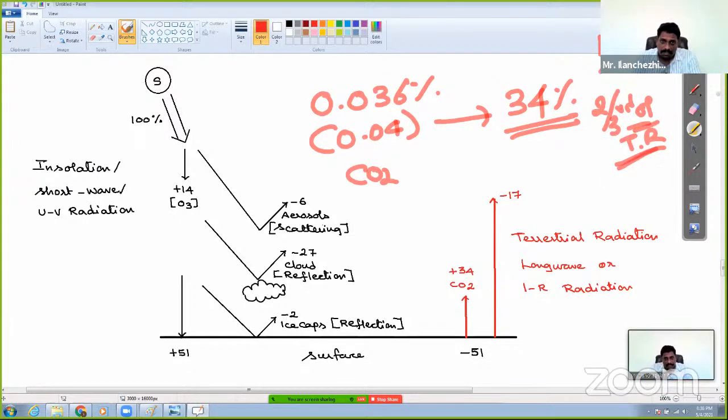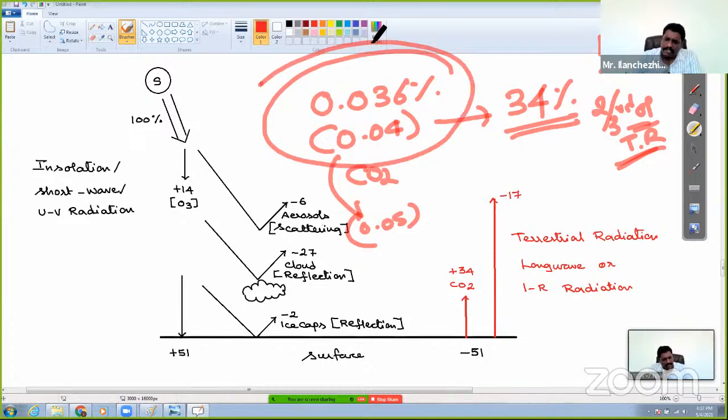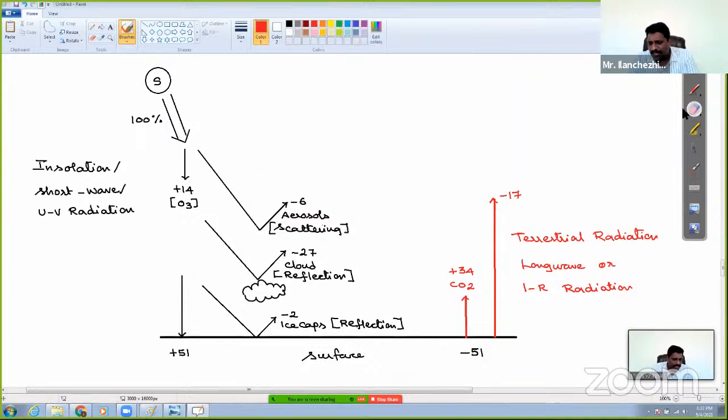That's the reason normally we say, tomorrow, if the 0.04 is becoming 0.05, my friend, say for example, assuming theoretically it is becoming 0.05, the idea is whatever heat that comes in will not go back, my friend. That's the reason normally we say carbon dioxide is very sensitive, my friend. Carbon dioxide has to be maintained in the permissible limit.